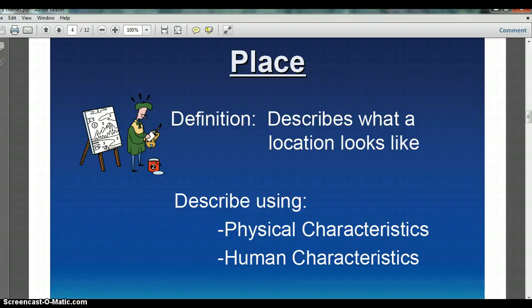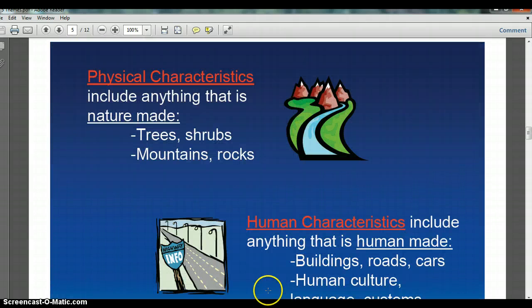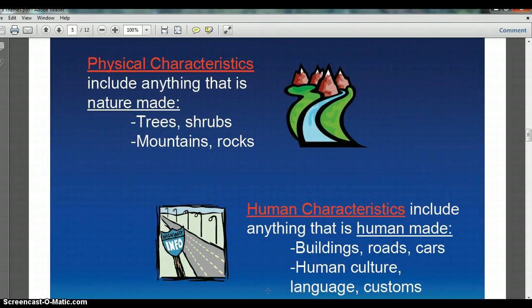Your P for place or people. The definition would be what a place looks like. Describing what a place looks like. We use this in 2 ways, physical characteristics and human characteristics. Let's first talk about physical characteristics. For this, you would need to write down the definition like you did for location and a few examples.